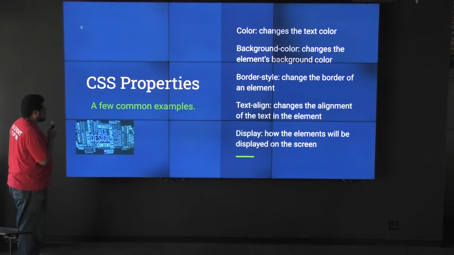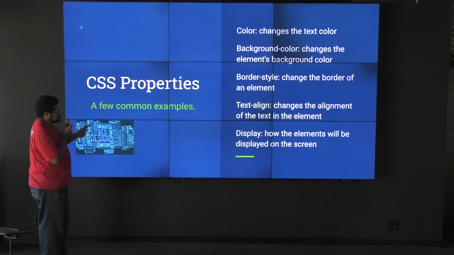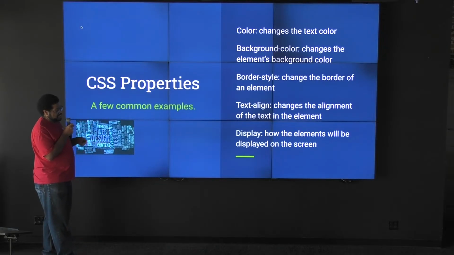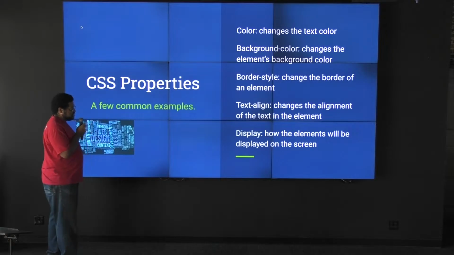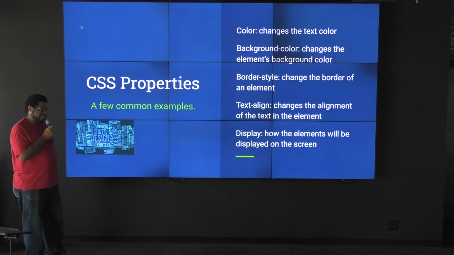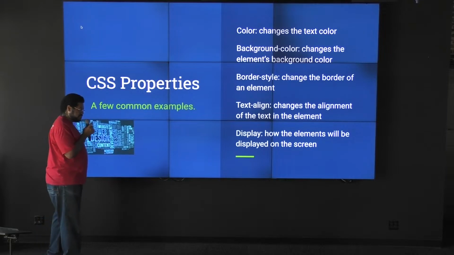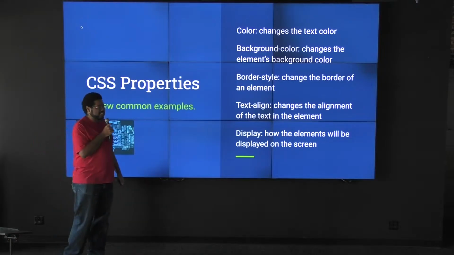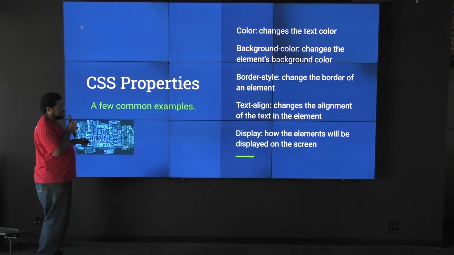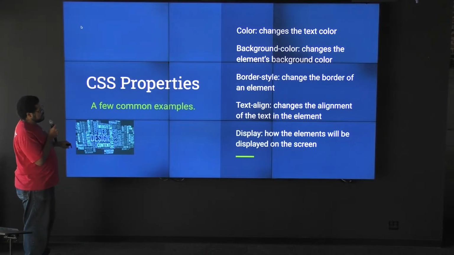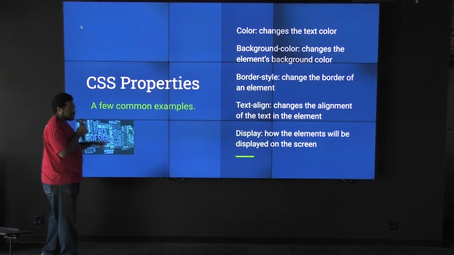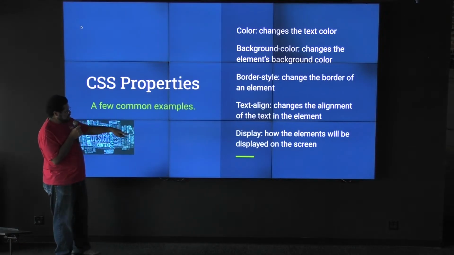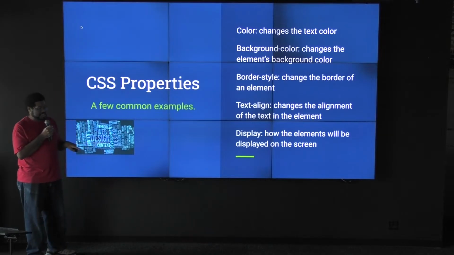Some real common properties you'll see are color, which will change the text color, and background color, which changes the background. If you apply that to the entire page, it'll change the entire page's color. If you apply it to an element itself, only the element's background will change. So if you have a div, it'll only change the background of the div. You have border style, which is if you want to apply a border, text align, and display is the odd one because that one includes things like flex, grid, and flexbox.